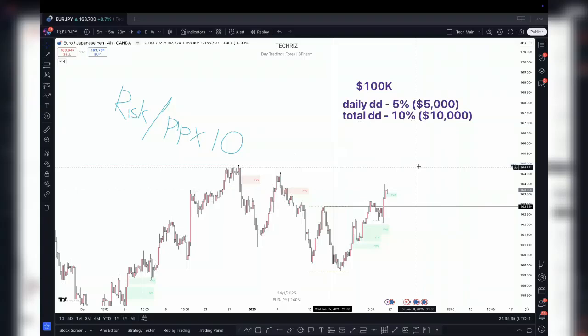Now, day four, you lost 2K. Remember, it is not even anywhere close to the daily drawdown, but you're approaching the total drawdown. Now, day five, you finally lost 1K, and then you breached the total drawdown. Your account will be seized.